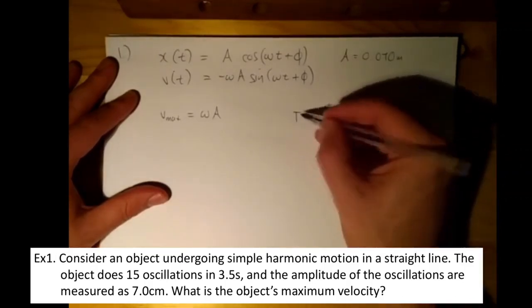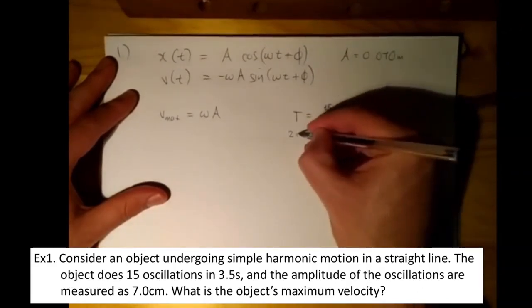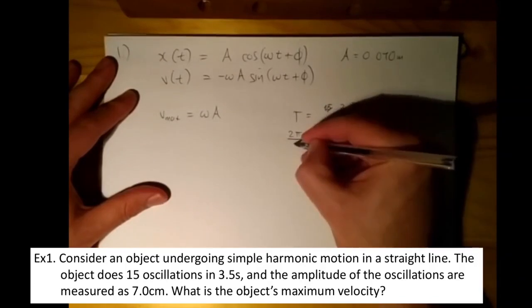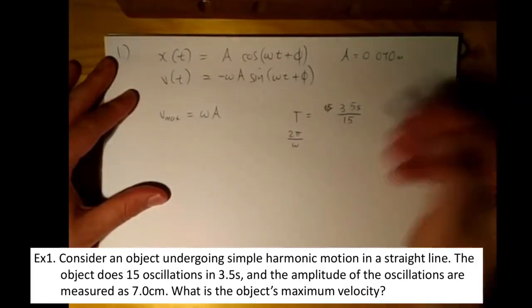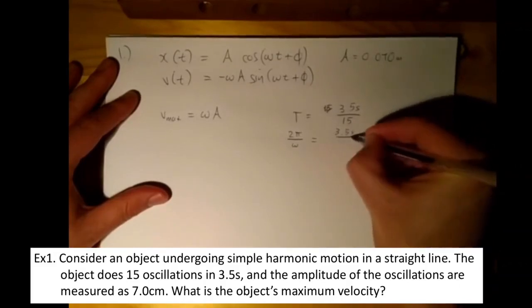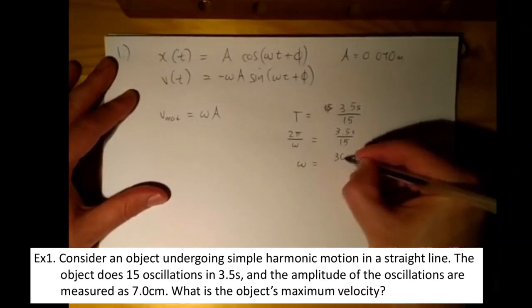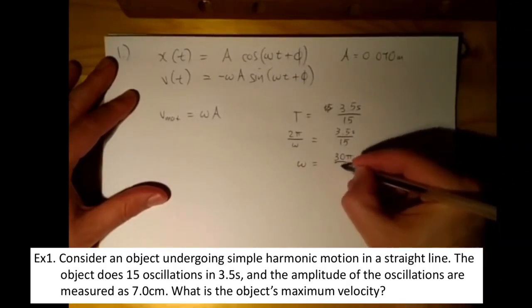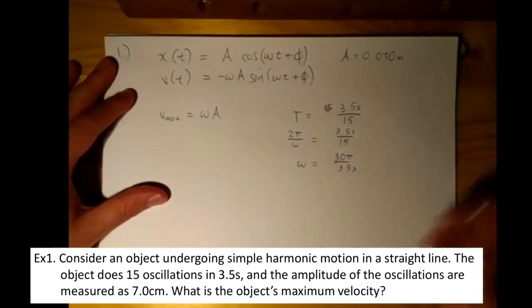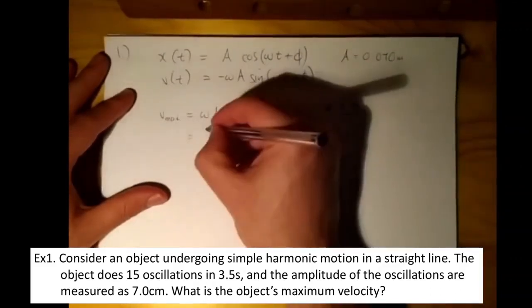And I know that the period is related to the angular frequency omega by 2 pi over omega. So 2 pi over omega is 3.5 seconds over 15. So omega therefore is equal to 30 pi over 3.5 seconds. Okay, good. So there I have everything. I forgot omega and I've got A. So now just substitute and calculate.